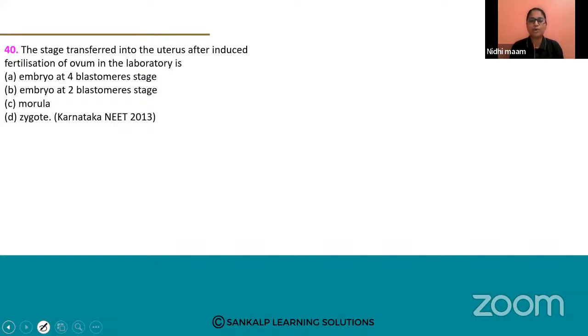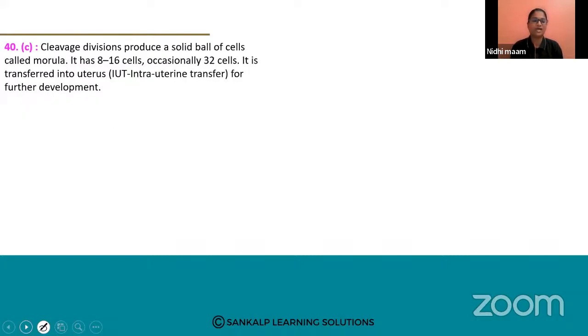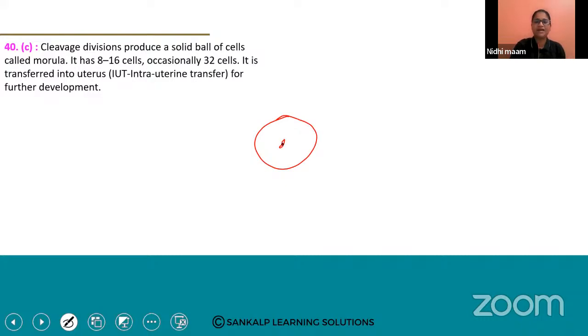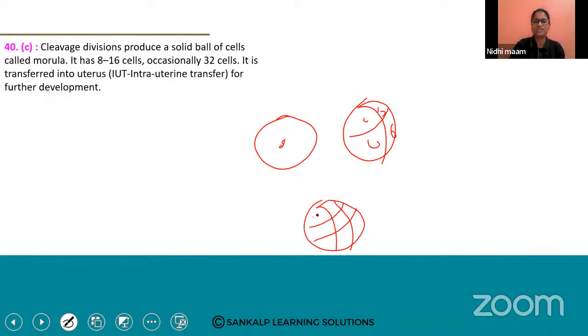That is the morula stage. What do you mean by morula stage? Cleavage division. The zygote, after it is produced, will undergo cleavages like this. This cleavage leads to the formation of a ball of mass of cells. It looks like a ball which has a number of cells. This stage is called what?